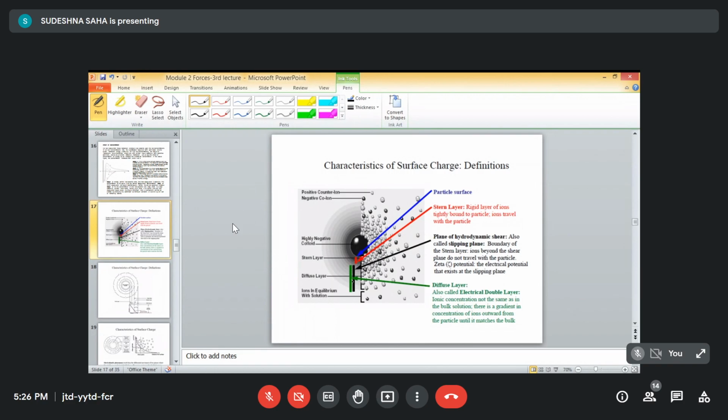The next one is your diffuse layer, where the counter ions and co-ions coexist, and the concentration of counter ions decreases while the co-ions increase, as we have talked about in the previous section. This is known as the electrical double layer, where the ionic concentration is not the same as the bulk solution. There is a gradient in the concentration of ions outward from the particle until it matches the bulk, and this is the bulk solution. So this is the whole dynamics of the particle, if you can think of it.